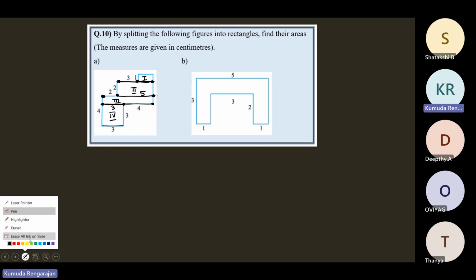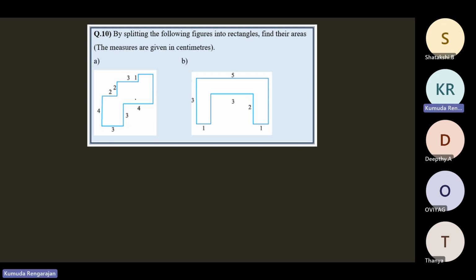We'll do it again. See, first we need to understand the dimensions, the lengths given. From here to here is 3 centimeters. The length of this line segment is 3 centimeters. The length of this line segment is 4 centimeters. This one is not known. This is also not known.